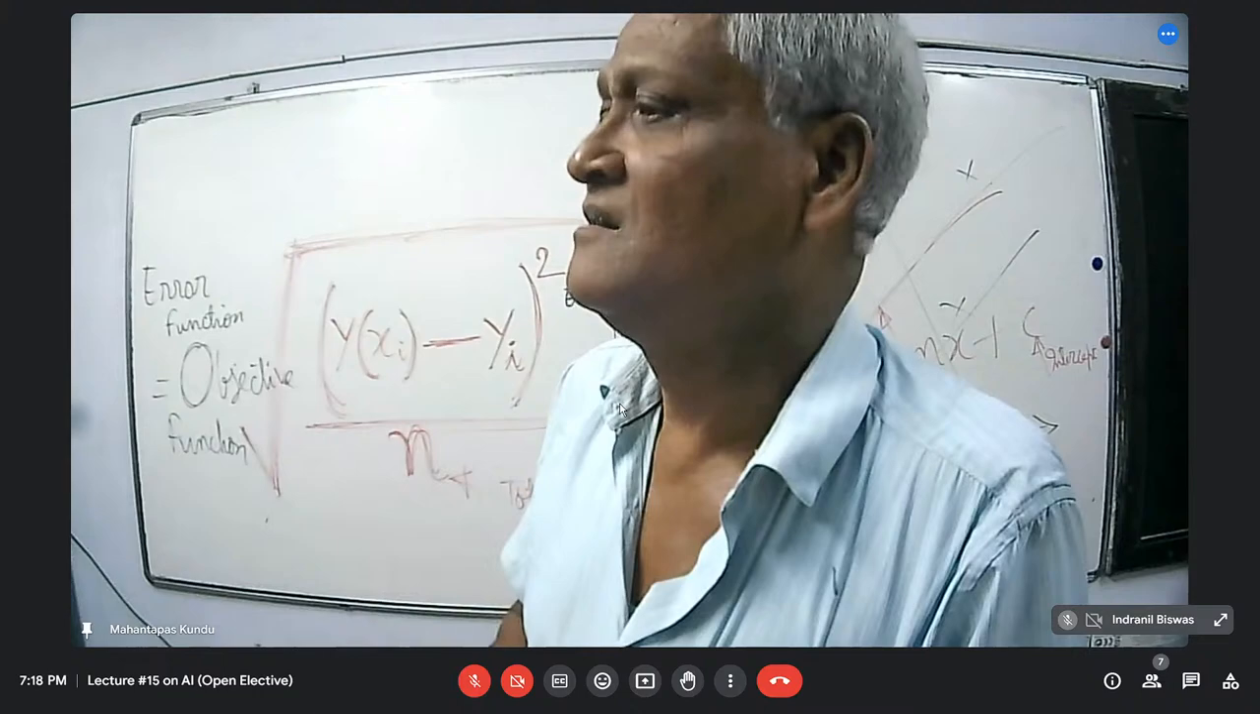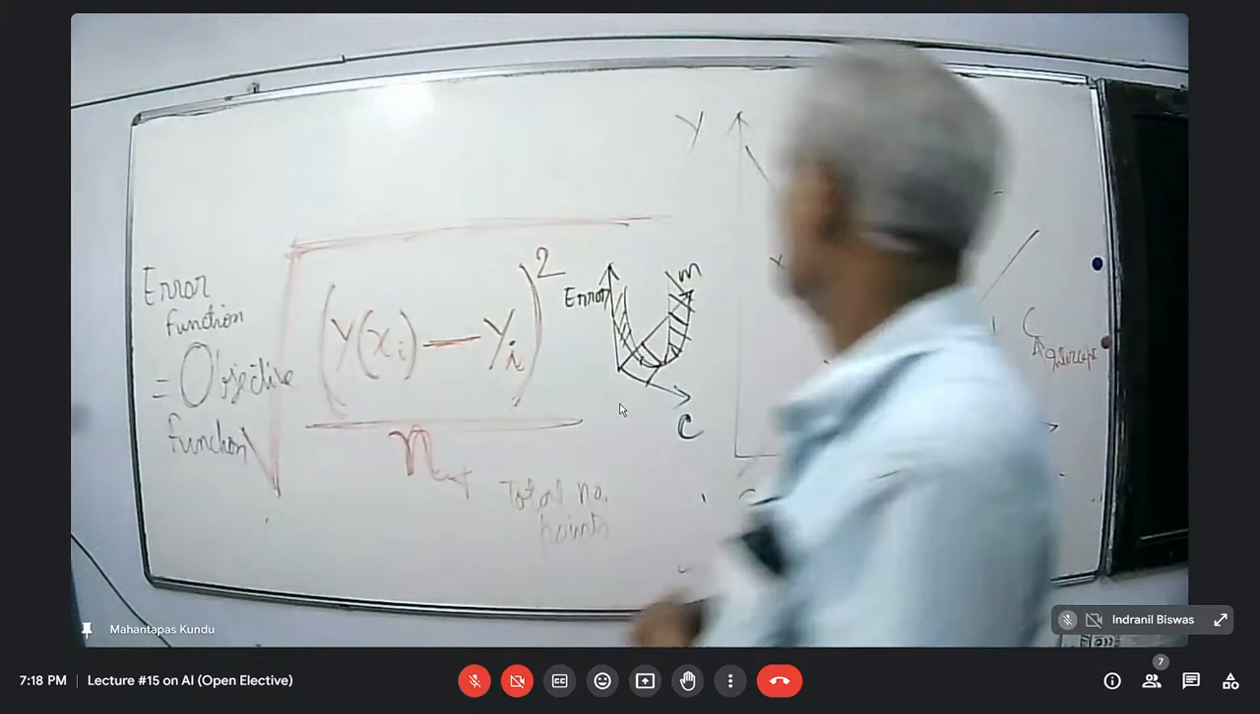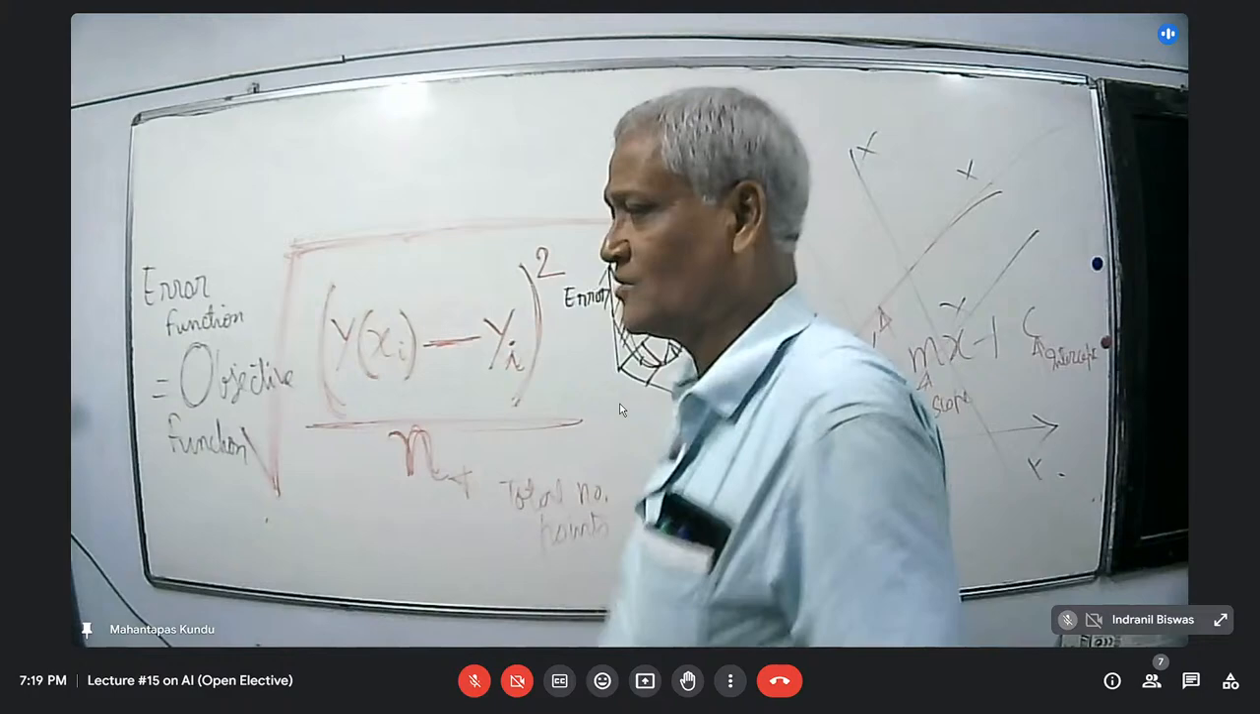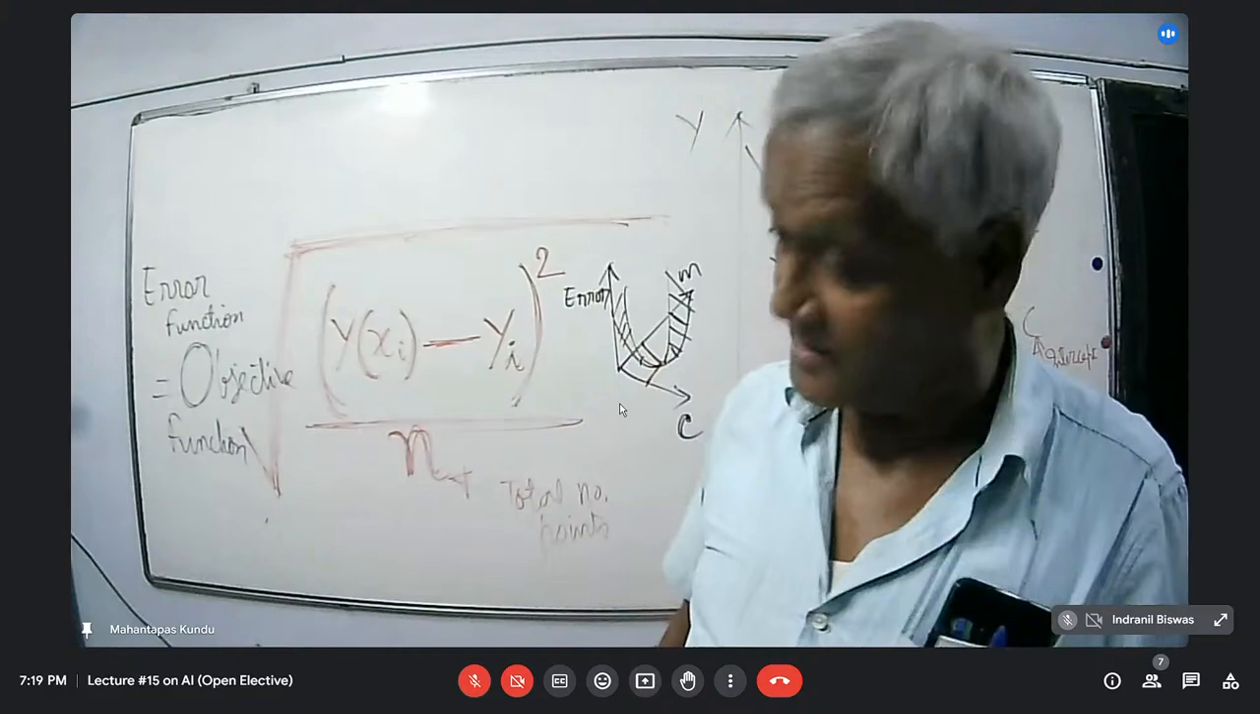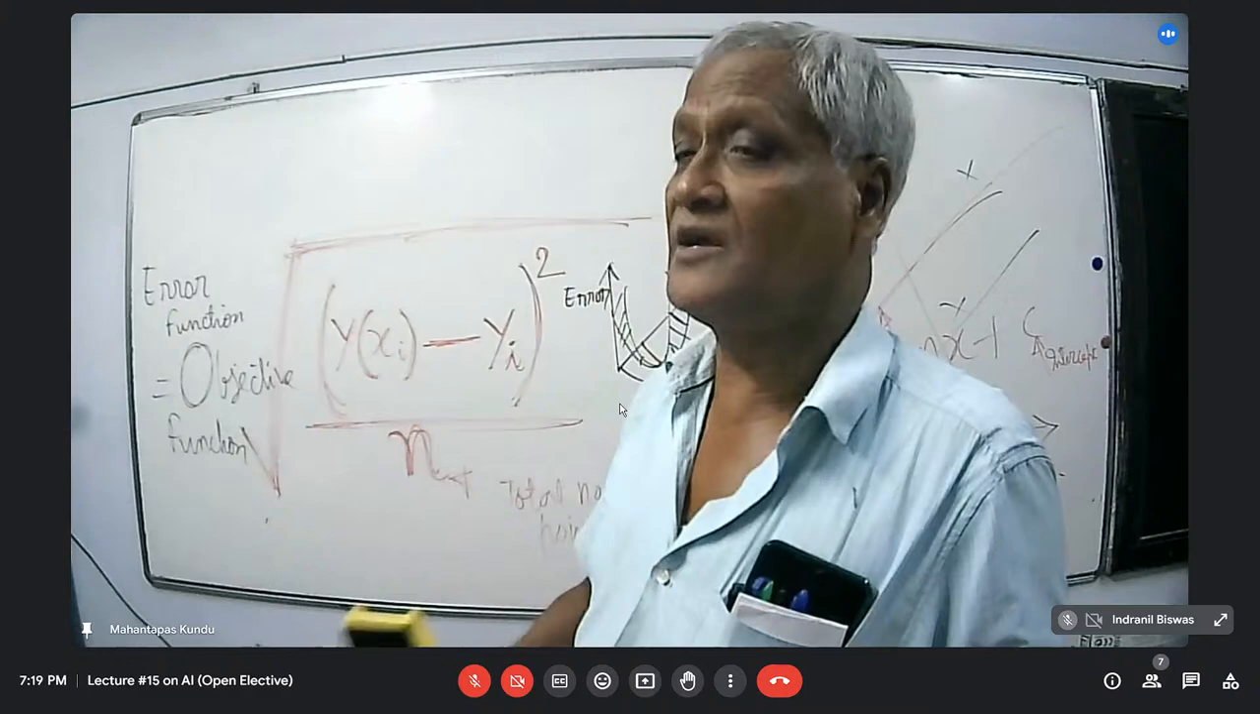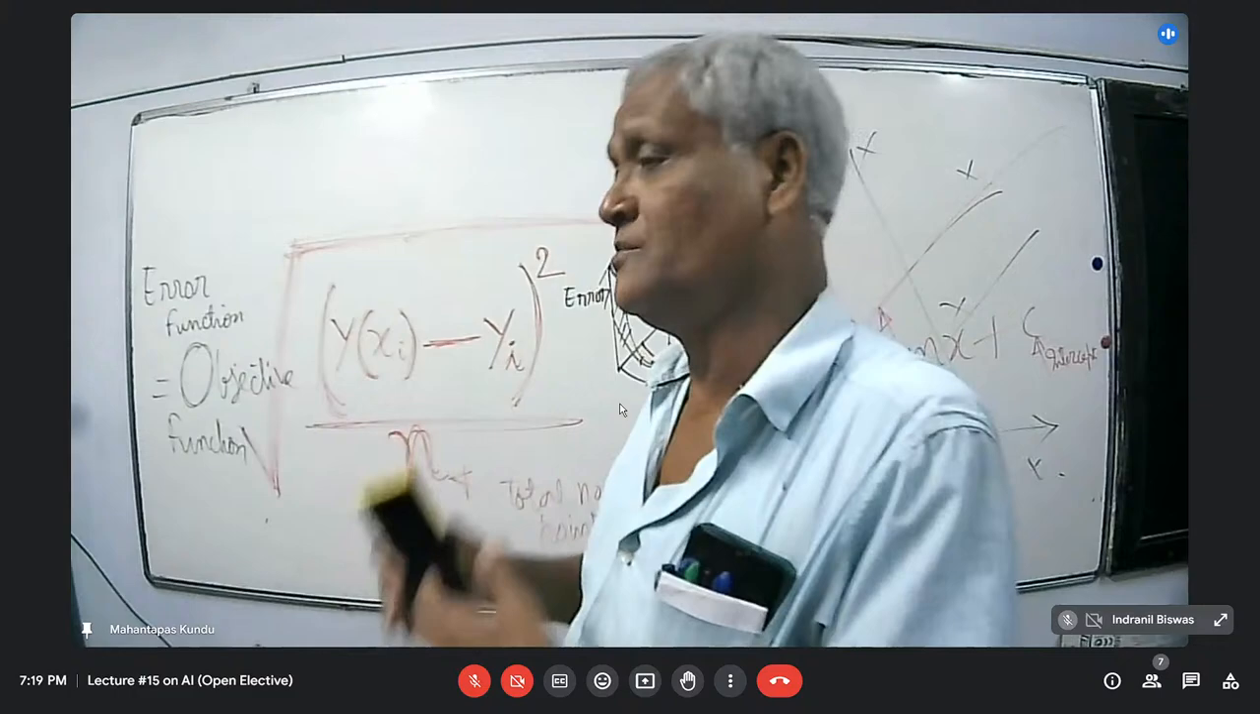Yes, sir. Now, I shall discuss how the same optimization problem can be solved by an AI method like genetic algorithm. But before going into that discussion, I would like to explain certain terminologies of genetics which will be frequently used with genetic algorithms.